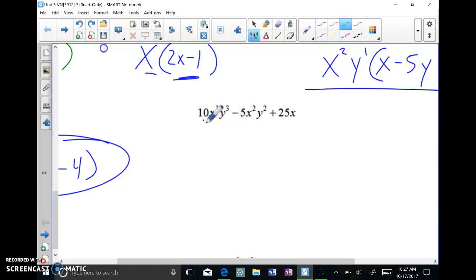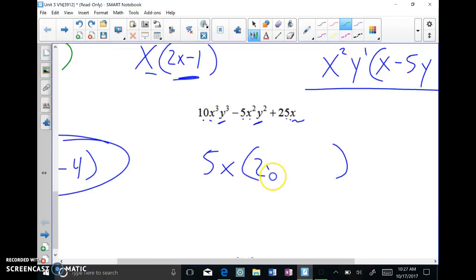Let's see. First looking at the numbers. I got 10, negative 5, 25. I could divide all these things by 5. They all have x. So I could divide by x. This has 3 of them, 2 of them, only 1, so I can only take out 1. This has a y, this has a y, but this does not have a y, so you cannot take out y. 10 divided by 5 is 2.